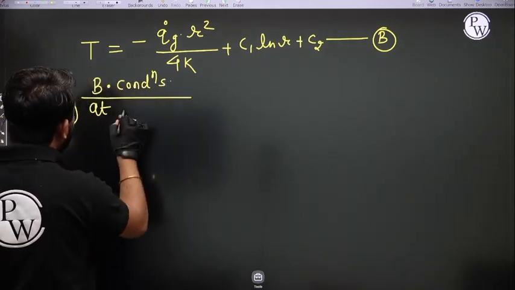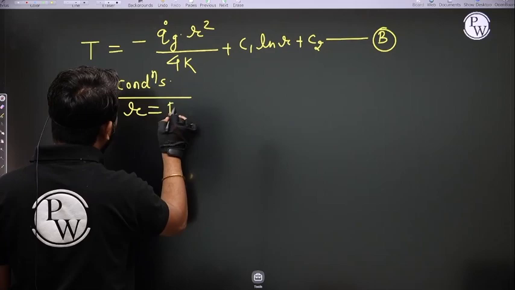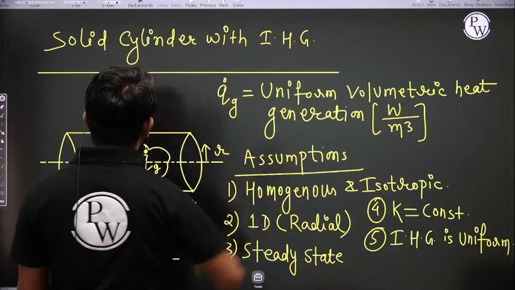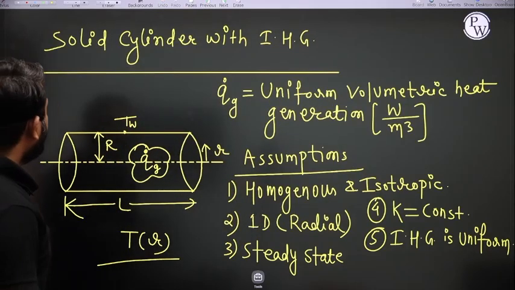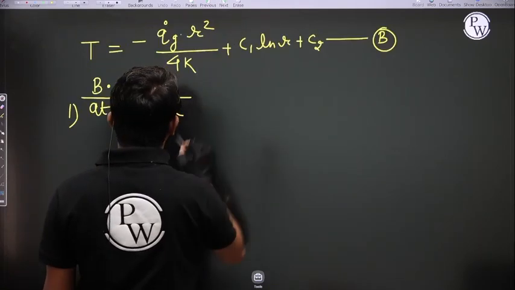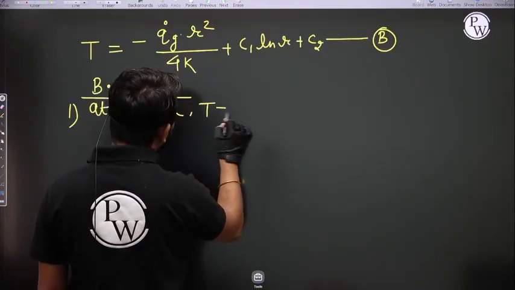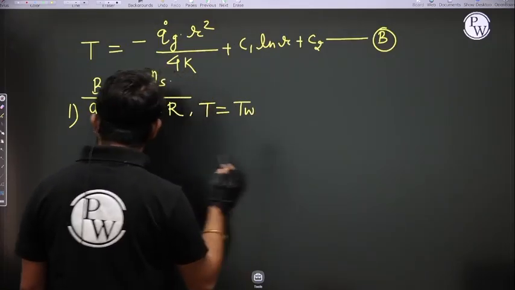The first boundary condition is at r equal to capital R, that T is equal to TW. So this is one boundary condition. And what is the another boundary condition?